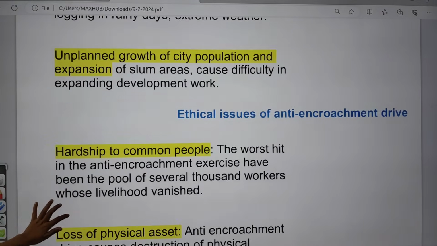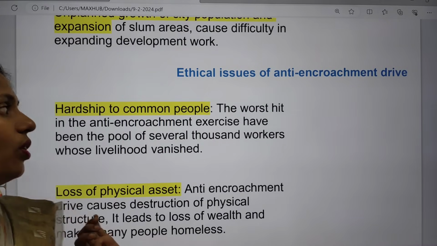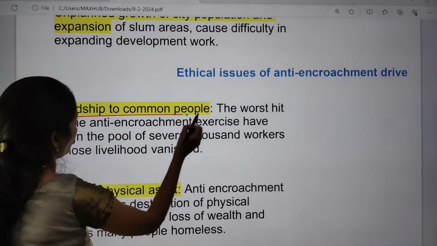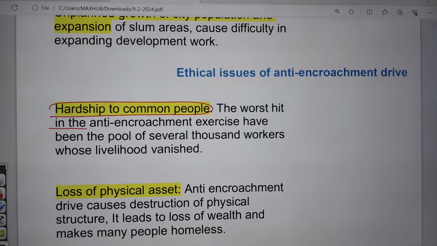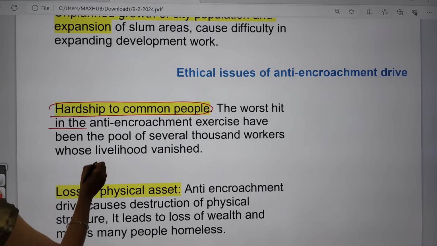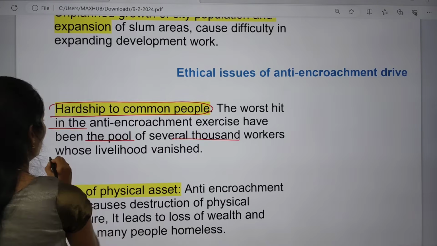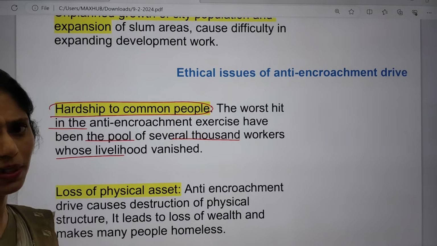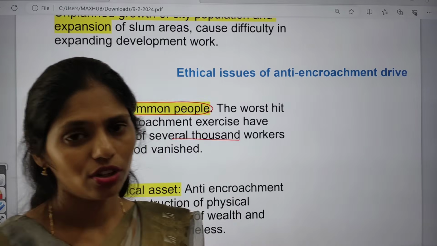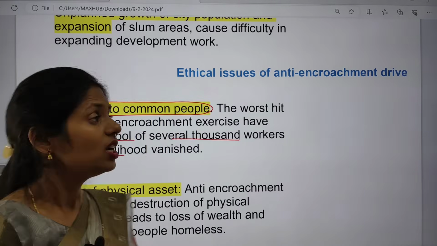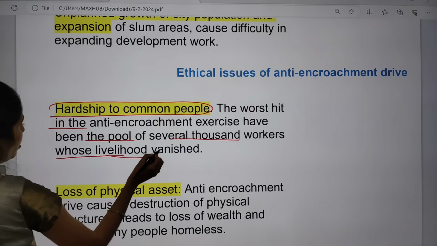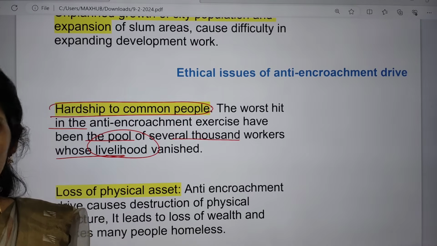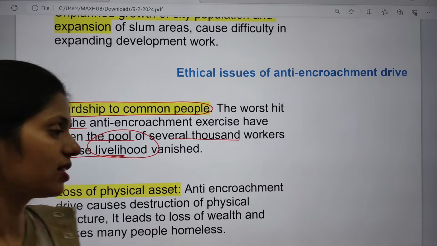Not only this, they will also face some ethical issues. What are the ethical issues of an anti-encroachment drive? The first one is hardship to common people. The worst hit in the anti-encroachment exercise have been the pool of several thousand workers whose livelihood has vanished. Whenever we go for anti-encroachment drives and demolish structures, that causes loss of livelihood of people, affecting their right to work as well as their right to decent living conditions, etc.